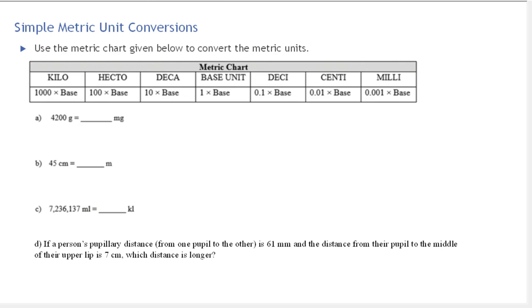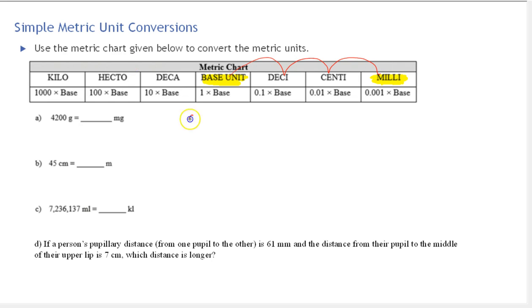So let's look at the first one. We want to change 4,200 grams to milligrams. Grams is a base unit, because it doesn't have a prefix, it's just grams, and mg is milligrams. Notice each one differs by one place value. So to get from the base unit of grams to milligrams, I move 1, 2, 3 columns to the right in this metric chart. And that's going to correspond to 3 place values to the right with our number.